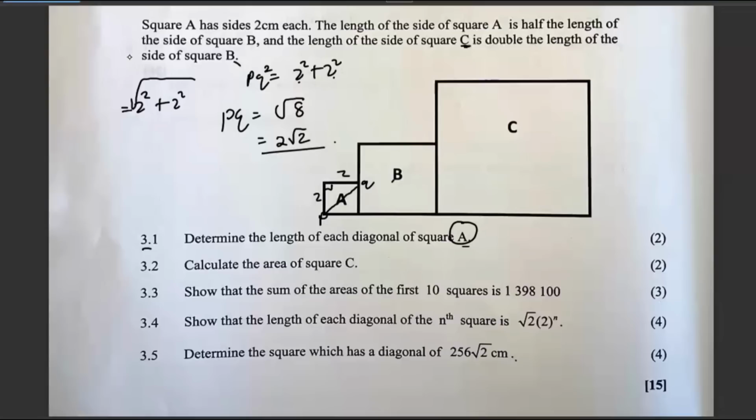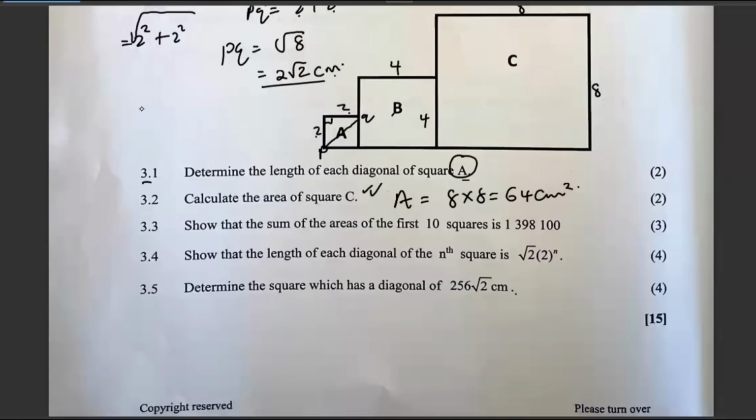And then they want us to get the area of C. So if this is 2 and 2, meaning that this must be 4 and 4, and then this one must be, because they said double, 8 and 8. Does it make sense? Yes, so the area is going to be 8 by 8, which becomes 64 centimeters squared. This must be centimeters.